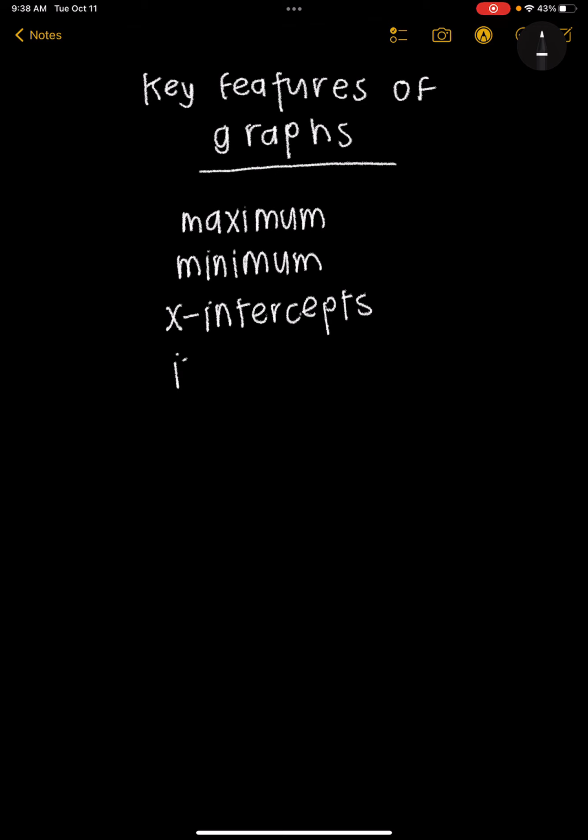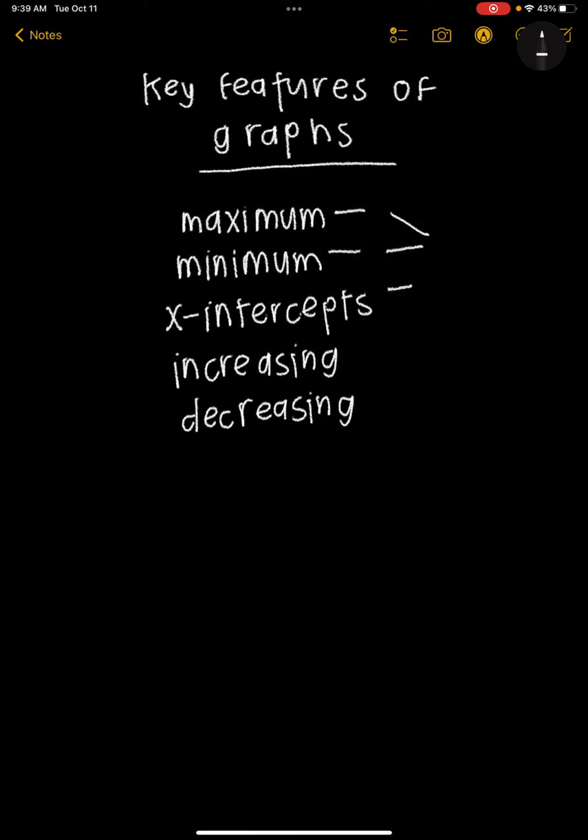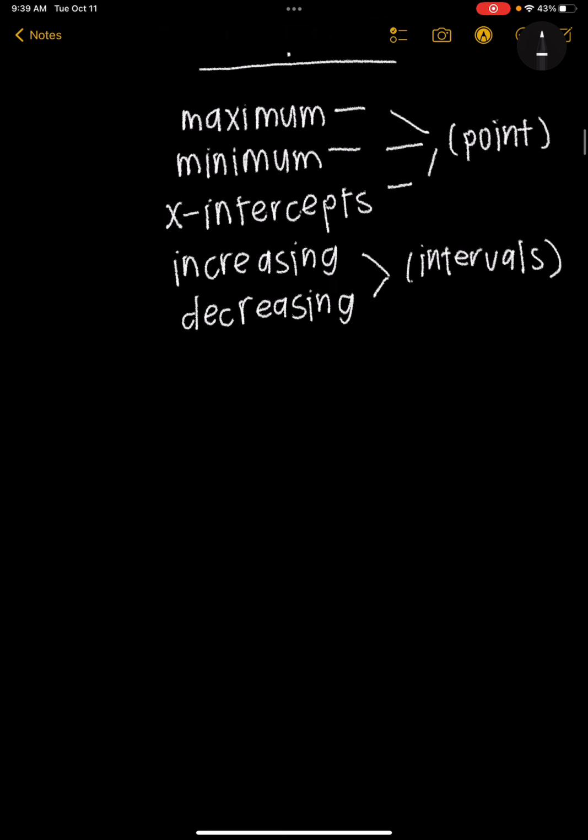Then we're going to find where the graphs are increasing, so where the slope is positive, and where the graphs are decreasing, where the slope is negative. Now, when we talk about maximum, minimum, and intercepts, all of these things are a point. So we're going to label it like x comma y. When we talk about increasing and decreasing, these are intervals. And so it looks like a point, but it'll actually be a range of x values where it's increasing, and a range of x values where it's decreasing. So let's just go through and start the first example.